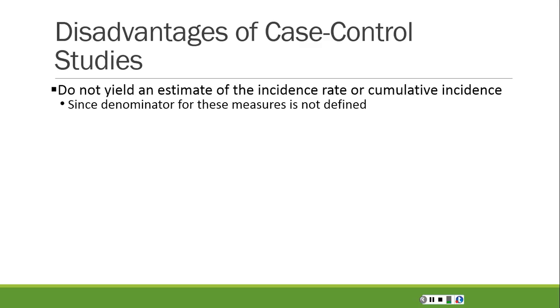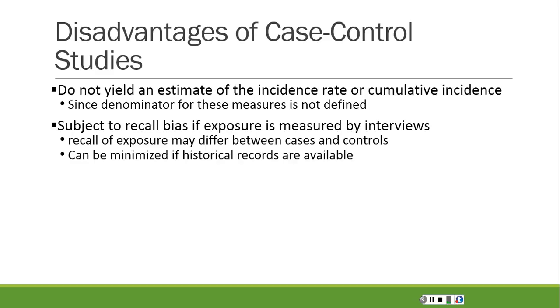Disadvantages of case control studies include that they do not yield an estimate of the incidence rate or cumulative incidence, typically, unless special methods are applied, since the denominator for these measures is not defined. They're also subject to recall bias if the exposure is measured by interviews. Recall of exposure, again, as I mentioned previously, may differ between cases and controls because people that are sick might remember things more clearly or more consistently than people that are healthy and who don't pay attention to the types of exposures that they've had. This can be minimized if historical records are available that detail the types of exposures that you're looking for.